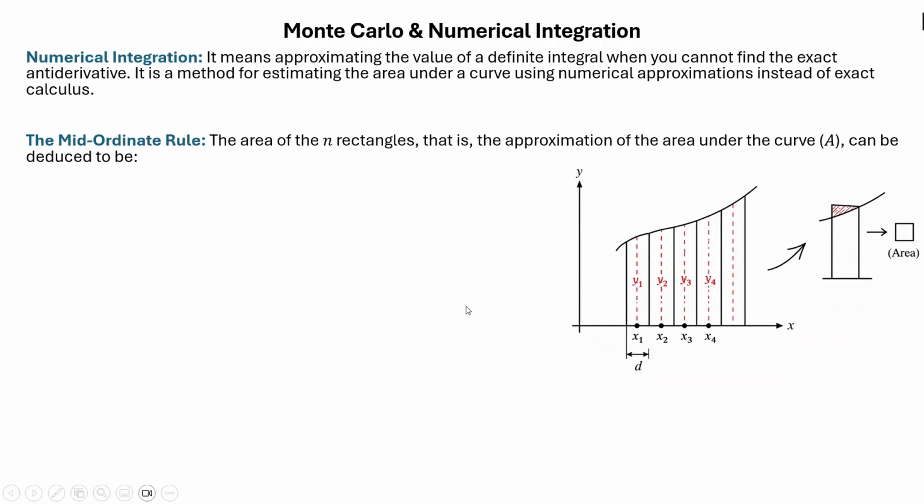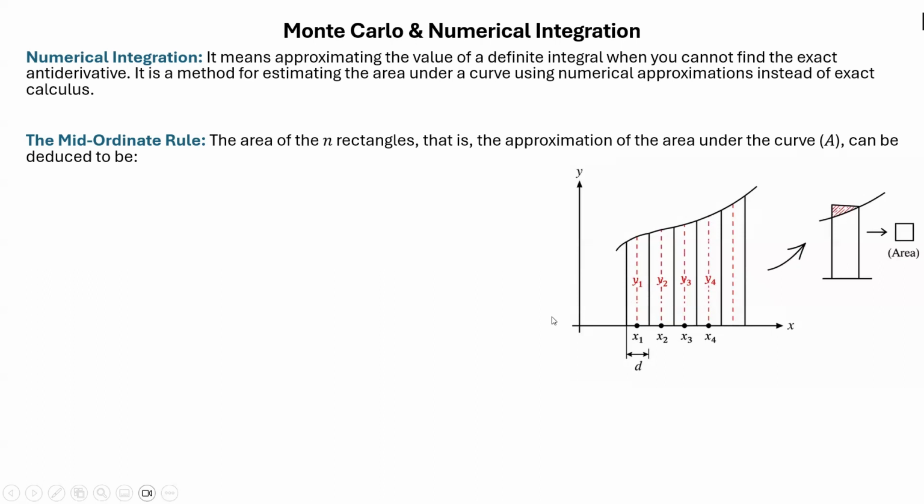So geometrically, the integral represents the area under the curve between x equal a and x equal b. Imagine we have divided the region under a curve into several rectangles, say 5 rectangles, and the width of every rectangle is d. The area of one rectangle is simply the width times the height. For the first rectangle, the height is y1, for the second one the height is y2, and so on. So the first area is y1 multiplied by d.